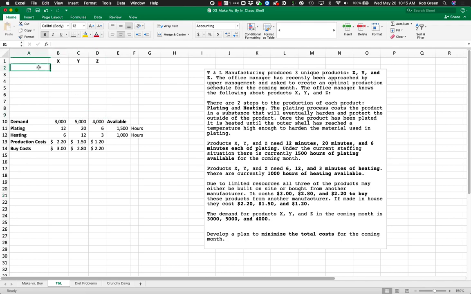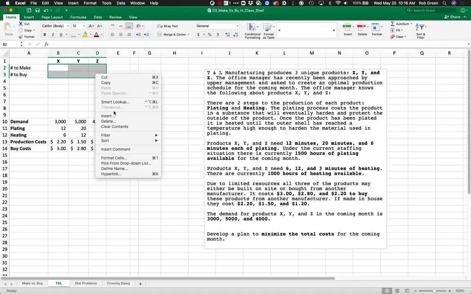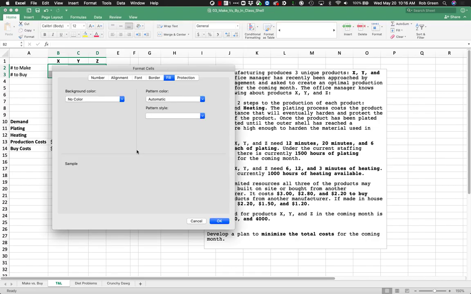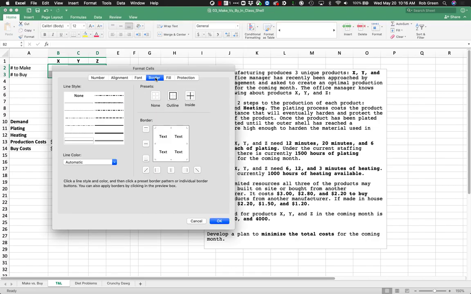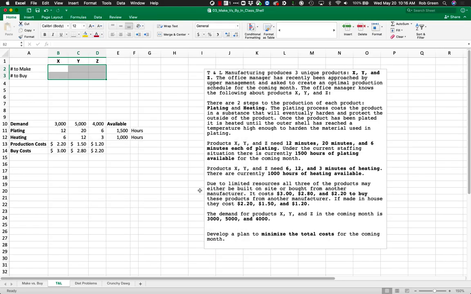I'm going to go ahead and move these all the way up here. I'm going to say we're going to choose the number to make. We're going to choose the number to buy. And then these cells right here are going to hold my decision variables. This is the most decision variables that you have worked with thus far. So we're going to have 6.